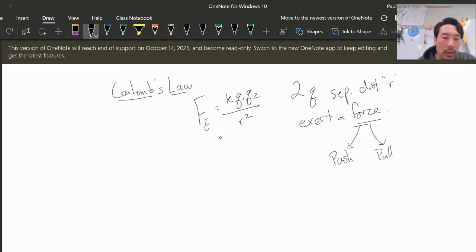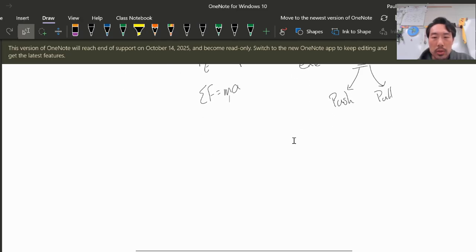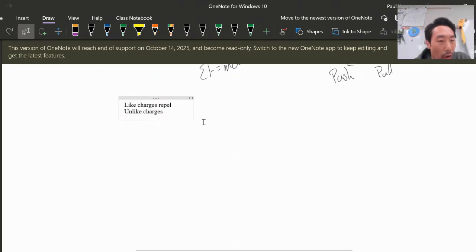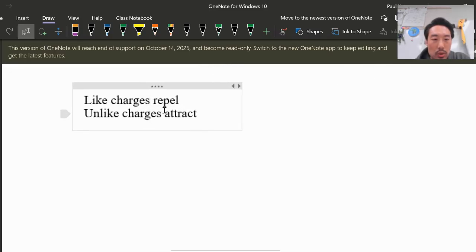One of the other things that we can do is combine this F of E, if it's the only force acting on the object, and make this also equal to ma. Now Coulomb's law also has very specific points about what pushes and what pulls. So I'm going to write this down. Like charges repel, and unlike charges attract. Okay, so let's just zoom in there.